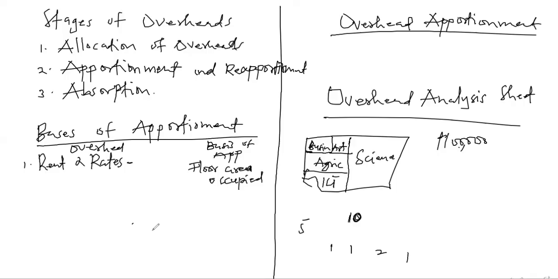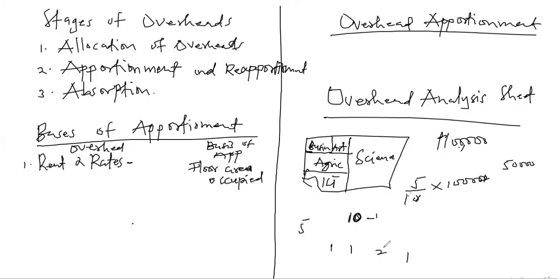Since the total floor area is 10 and science is occupying 5, out of the 100,000 Ghana cedis as rent and rate, science is going to pay 5/10 times 100,000. So we cancel the zeros, and we get 50,000, which means for the cost of rent and rate, science is going to pay 50,000.